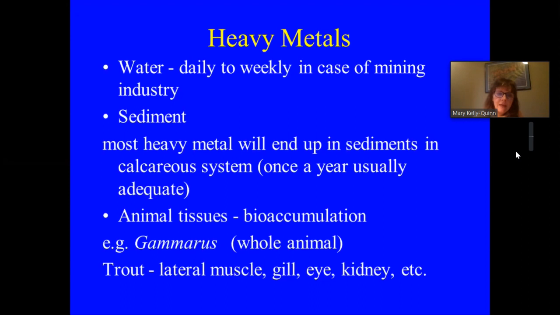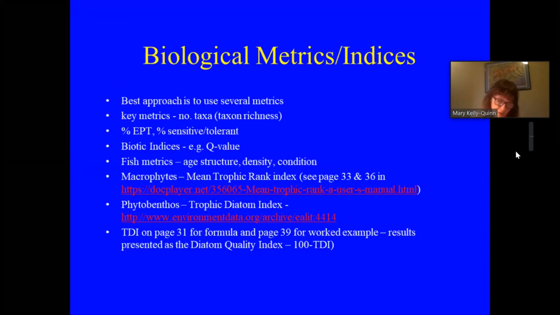Okay, so you've done your sampling, you've done the analysis, you've sent it all off, and you now have data back. So you have to calculate metrics that are going to tell you whether there is impact. The best thing here is to use multiple metrics where possible, particularly for invertebrates, because the different metrics will tell you different things.